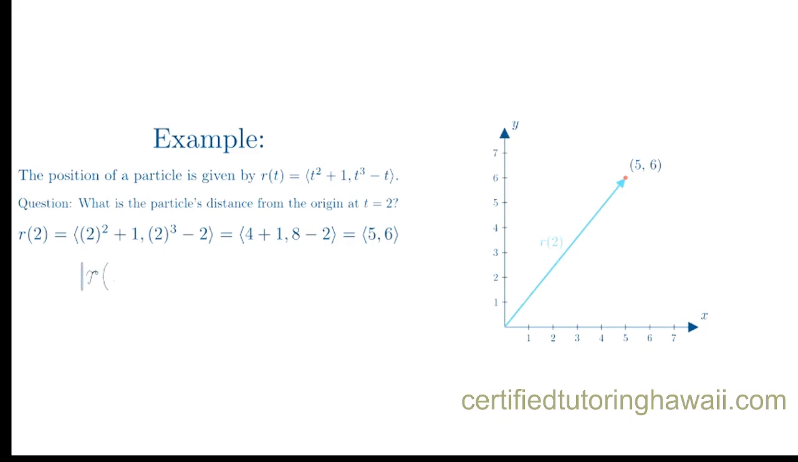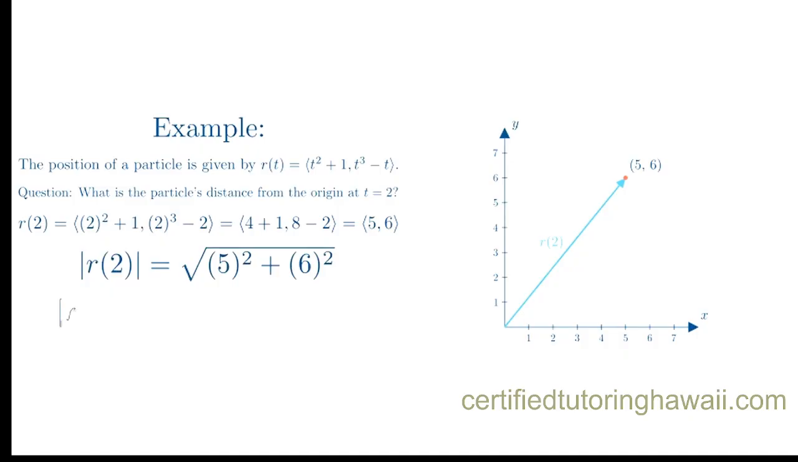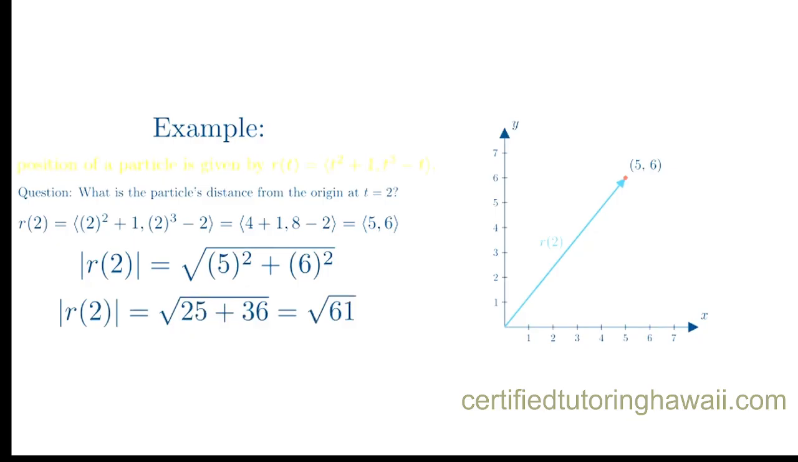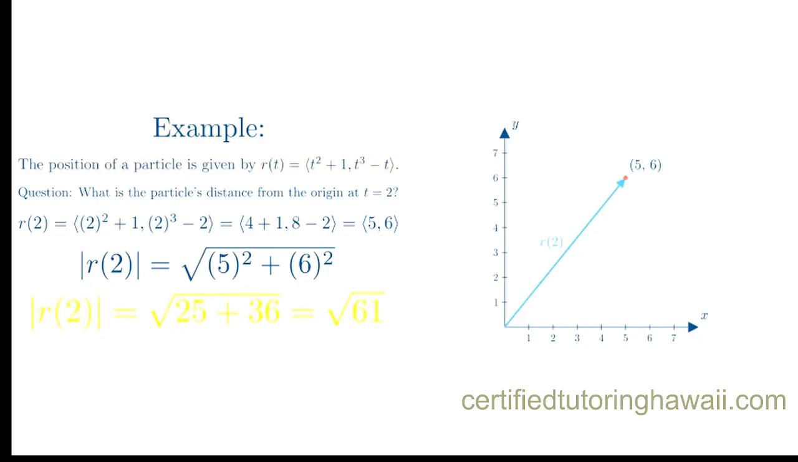Remember the formula. The magnitude is the square root of the sum of the squares of the components. So we have the square root of 5 squared plus 6 squared. That's the square root of 25 plus 36, which equals the square root of 61. So, at time t equals 2, the particle is a distance of square root of 61 units from the origin. We have now used a vector-valued function to find the position of a particle and calculated its distance from the origin by finding the magnitude of that position vector.